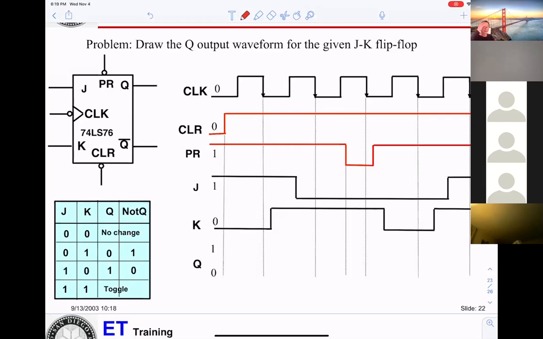Try to see how many people can get through this drawing.